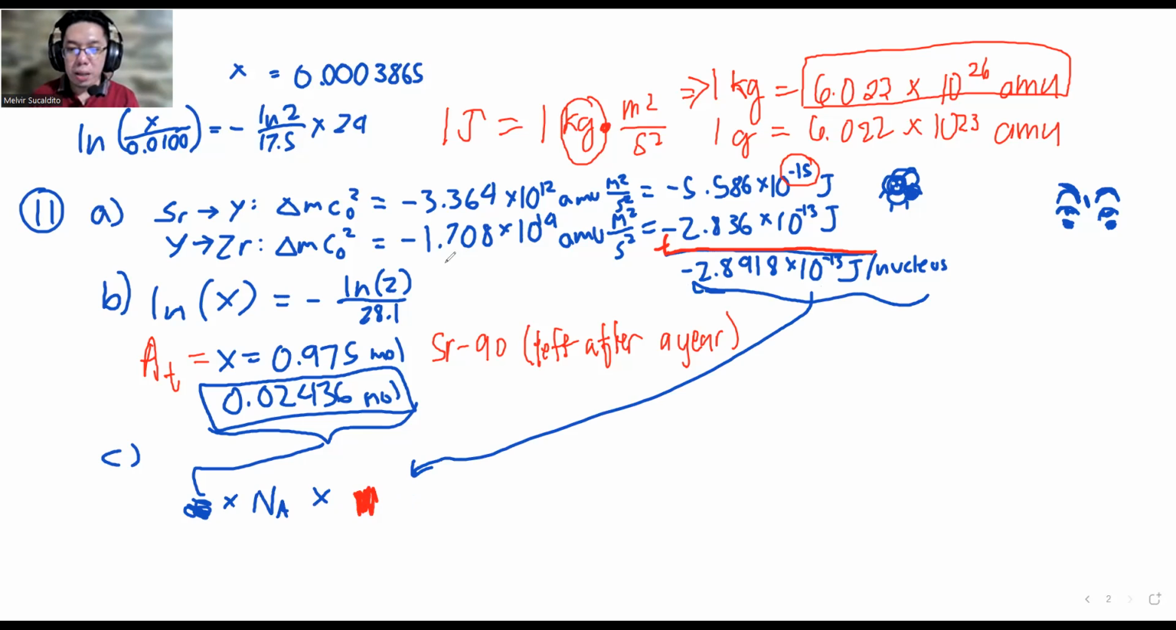For letter C, I think that will be in kJ. Yung letter C pala yung in kilojoules, kasi malaki yung value niyan eh. Okay, so correct. You need to multiply it to the negative 28.8918 times 10 to the negative 13 joule per nucleus. Okay, that's in joules. But what we want is in kJ.